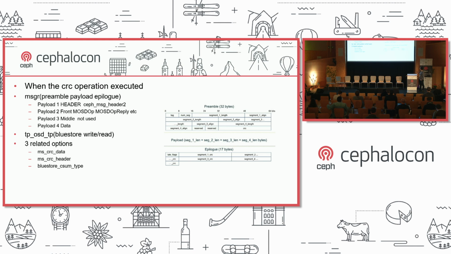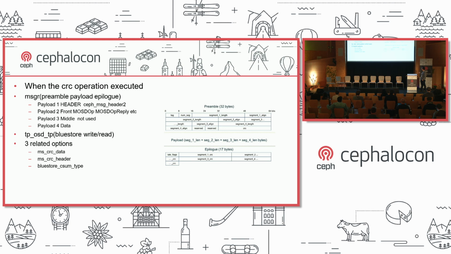You can see in the picture, the message always has three parts: the preamble, the payload, and the epilogue. The preamble saves how many segments the payload has and how long the payload segments are. The payload always has four segments.